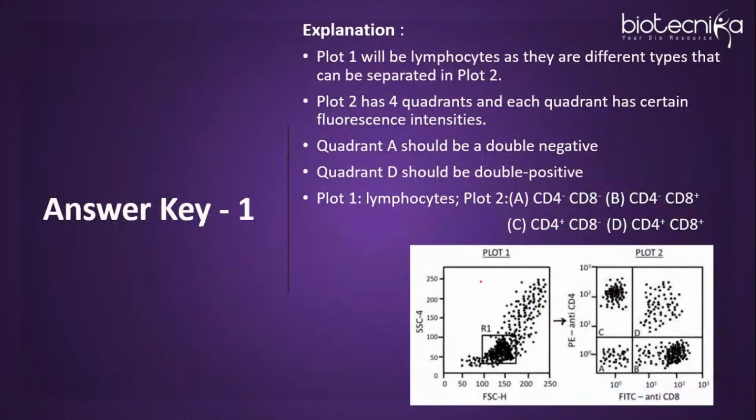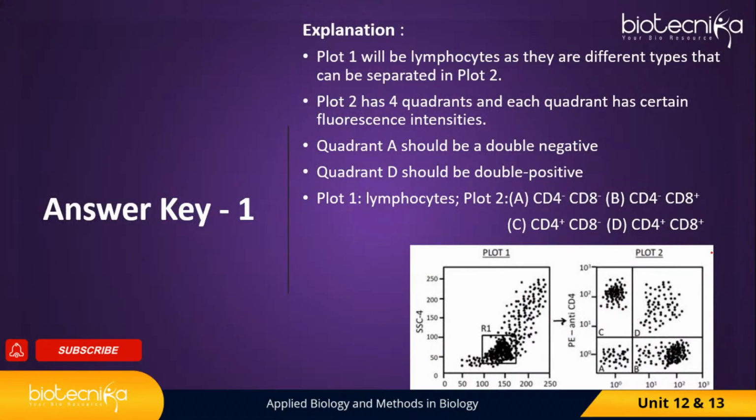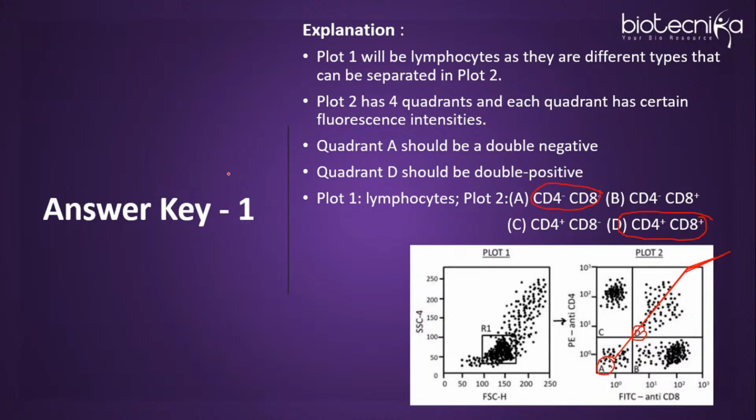So this particular data was given in the question. Quickly you can say that A is double negative and quadrant D should be double positive. Simply on this fact, you can answer this question. And this combination is only given in plot 1. So the answer is 1. I'm sure now you will never forget this concept.